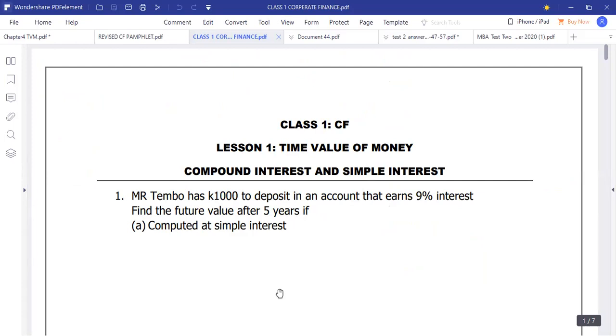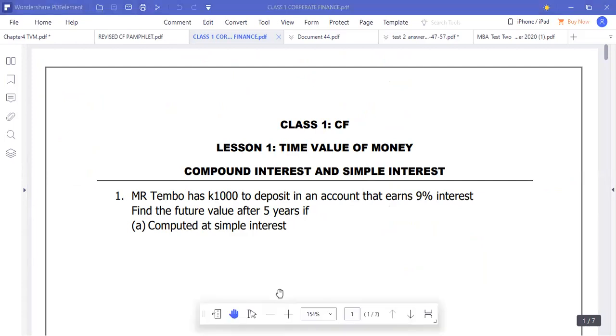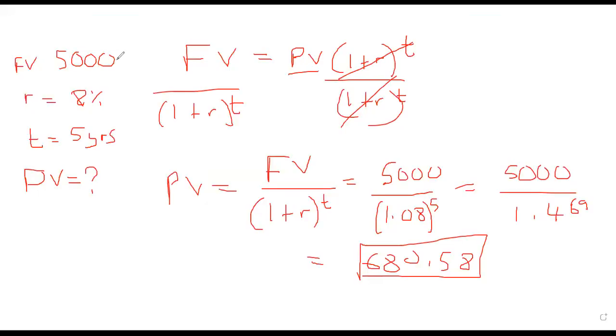Okay. So I was saying, sometimes questions will come in a way that you'll be asked, Helen wants to pay her school fees, which are 5,000 kwacha. How much must she deposit now in an account to earn the 5,000 kwacha after 5 years at an interest rate of 8%? So we use the present value formula where we have future value divided by 1 plus r to the power time. And this is the computation. So the present value must always be smaller than the future value.